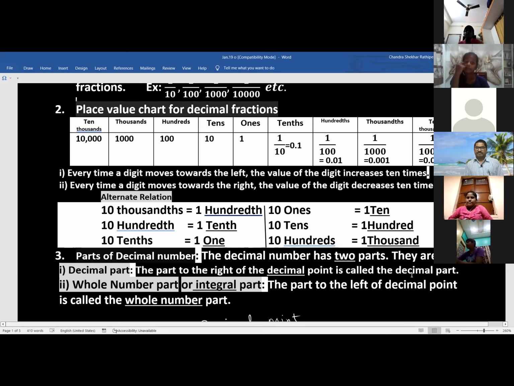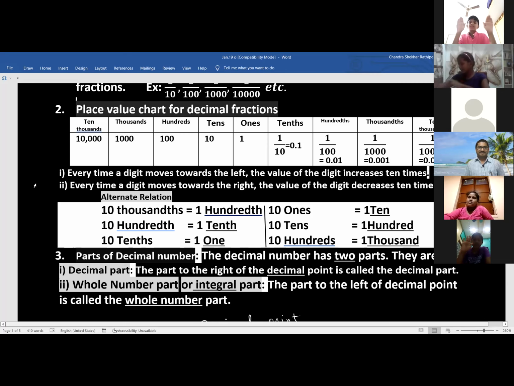Sir, first one is, sir, first one, what letter, I forgot, sir. Somebody is disturbing you, be alert and concentrate. Okay.